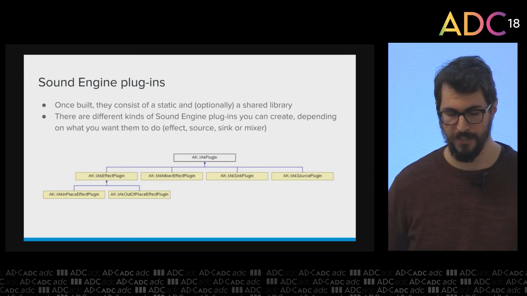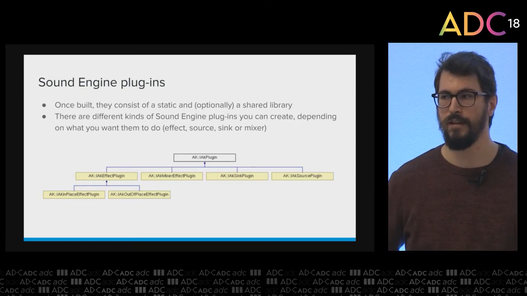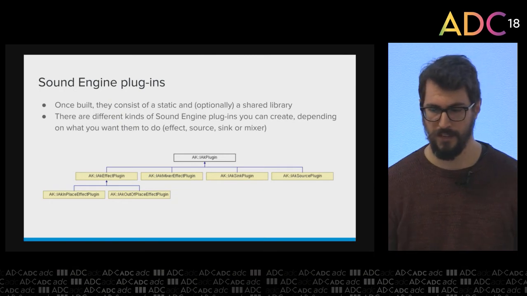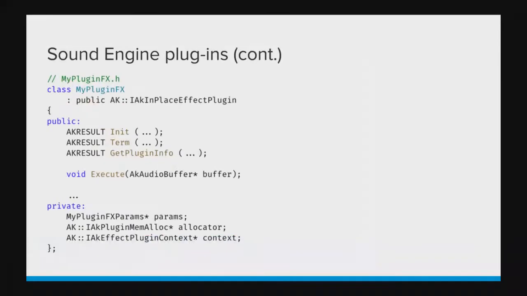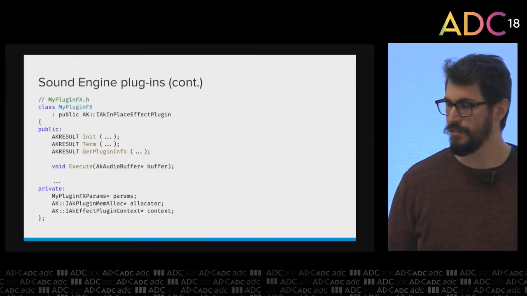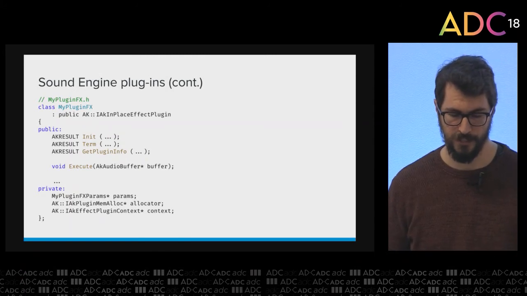There are two types of effect plugin. They're in place and out of place. Out of place is used for time stretching, when the output buffer is a different size than the input buffer. So as far as code goes, you basically implement the interface of the type of plugin that you want to use. And then you implement init and term, some very basic stuff. There's a function that requires you to specify more information about your plugin. And then the core of what happens is in execute, where you're given a buffer, and then you can do your processing. So that's the in-place version. All the processing is done on the buffer that's given to that function.